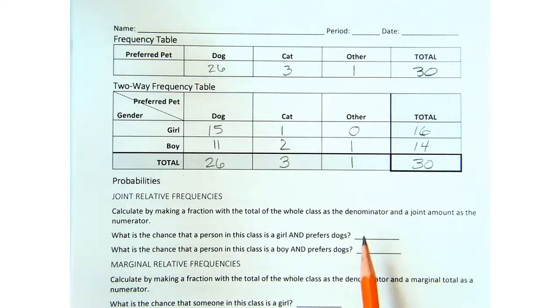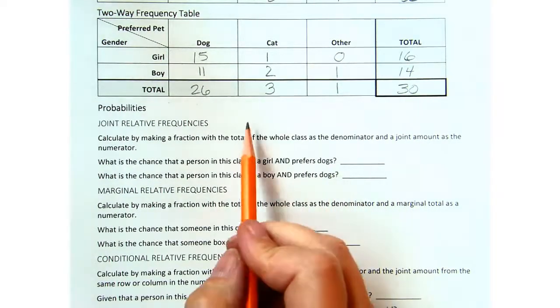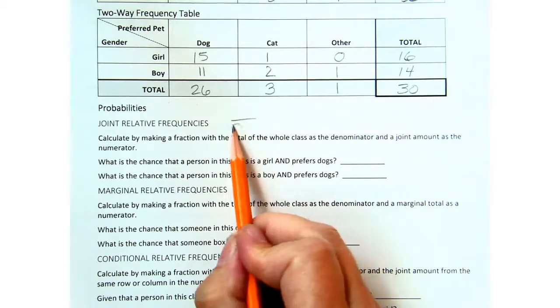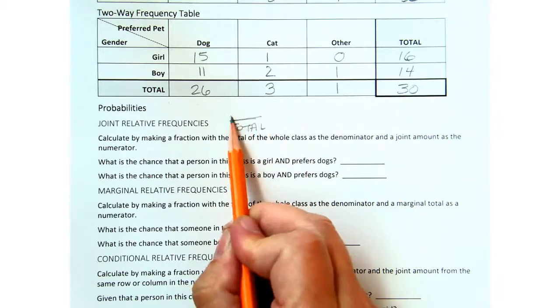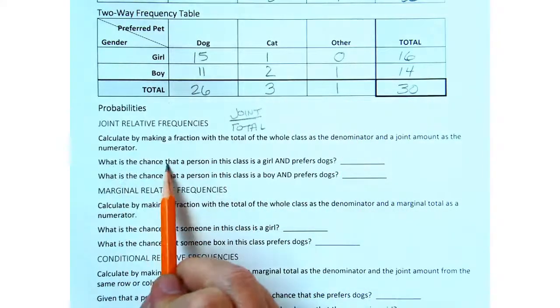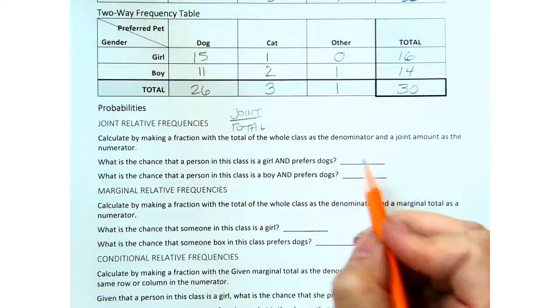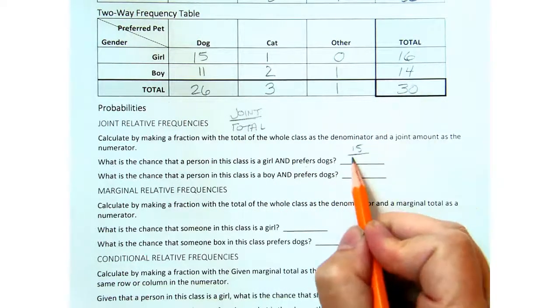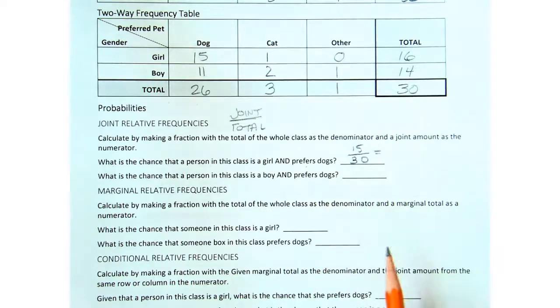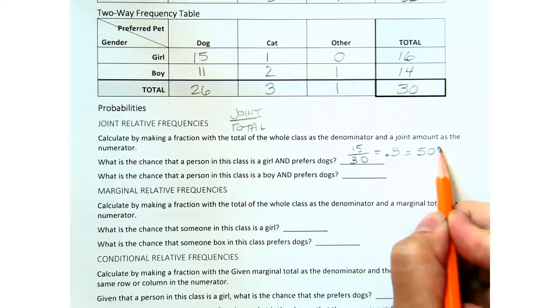The reason we make a two-way frequency table is to answer certain types of questions about the data. The answer to the first type of question will be a joint relative frequency. This answer will be a fraction whose denominator is the total and whose numerator is a joint frequency. For example, what is the chance that a person in this class is a girl who prefers dogs? The numerator will be 15, the denominator will be 30. 15 divided by 30 gives us 0.5, which is 50%.